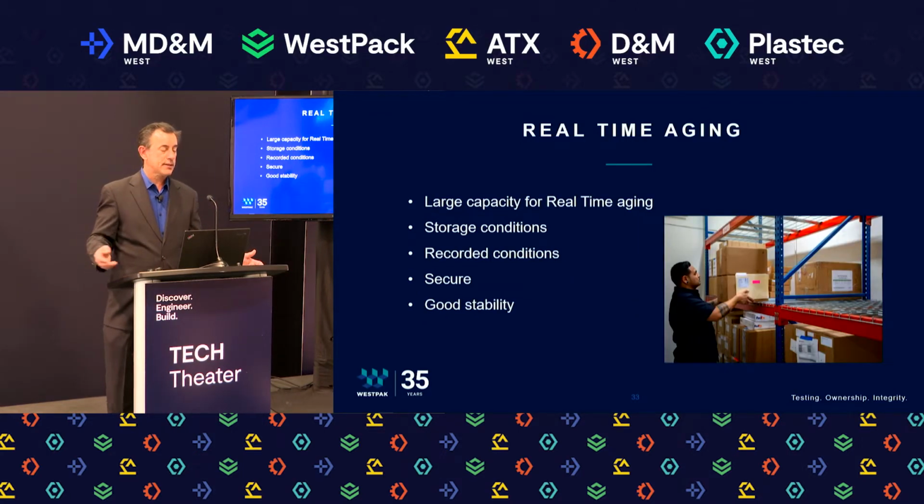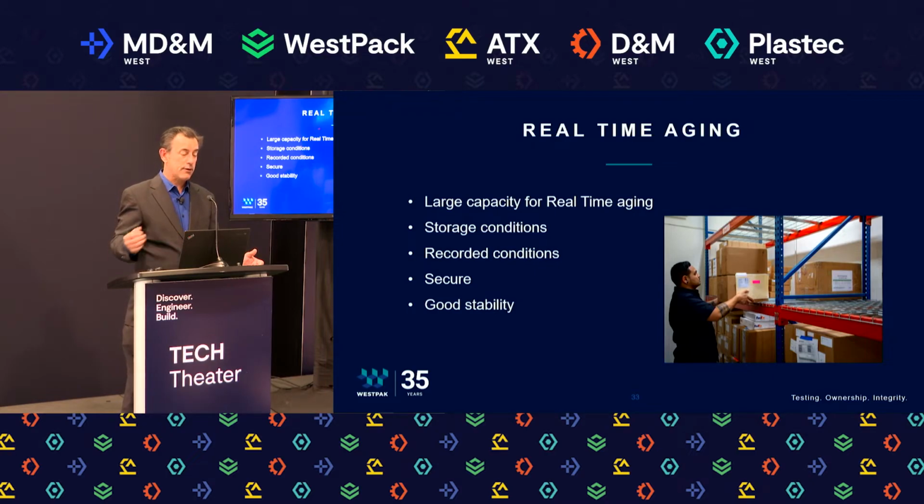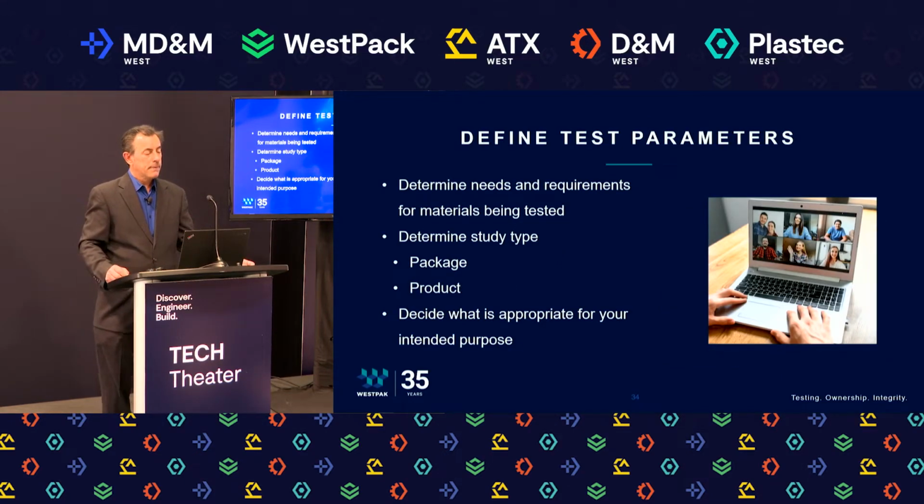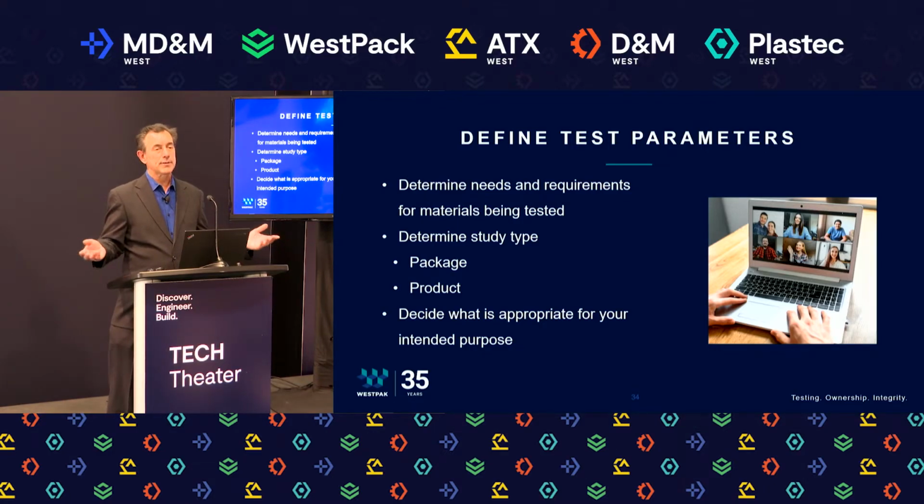So we have a large capacity for real-time aging, and this is actually the area where we have the storage conditions. Again, recorded conditions, secure, and we have pretty good overall uniformity and temperature stability in the real-time aging room. So you determine the needs and the requirements for the materials being tested, packaging, product. Determine your study type and decide whether it's appropriate for your intended purpose.